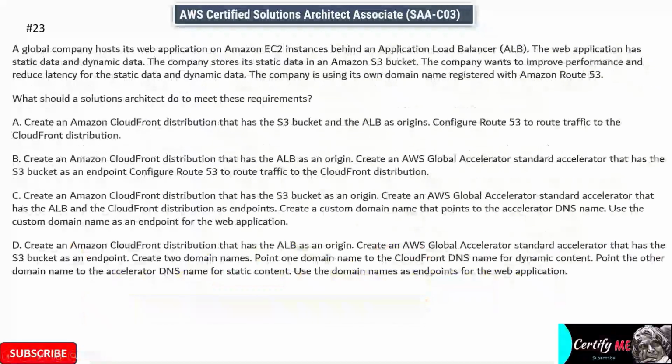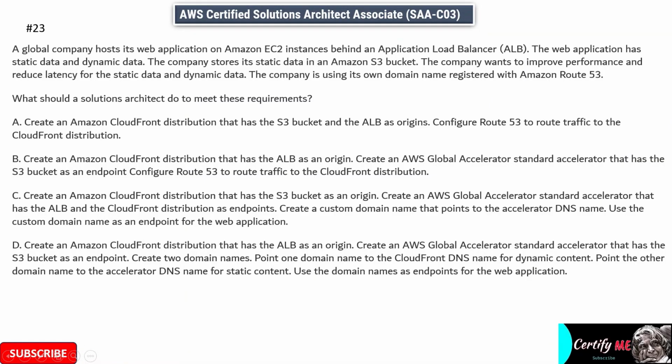Next question. A global company hosts its web application on Amazon EC2 instances behind an Application Load Balancer. The web application has static data and dynamic data. The company stores its static data in an Amazon S3 bucket. The company wants to improve performance and reduce latency for the static data and dynamic data. The company is using its own domain name registered with Amazon Route 53. What should a solutions architect do to meet these requirements?